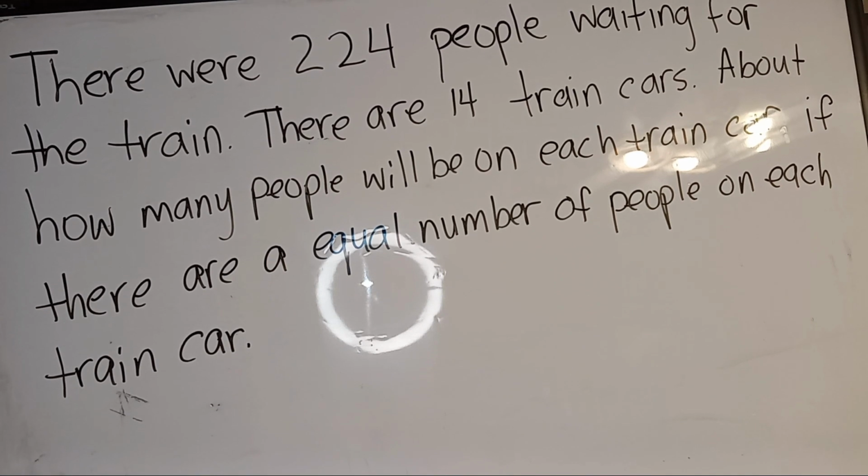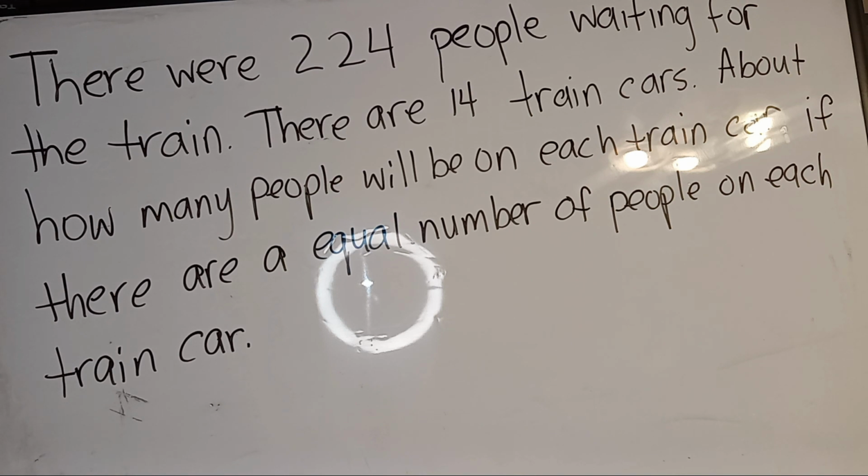All right. So for our last problem today, there are 224 people waiting for the train. There are 14 train cars. About how many people will be on each train car if there is an equal number of people on each train car?